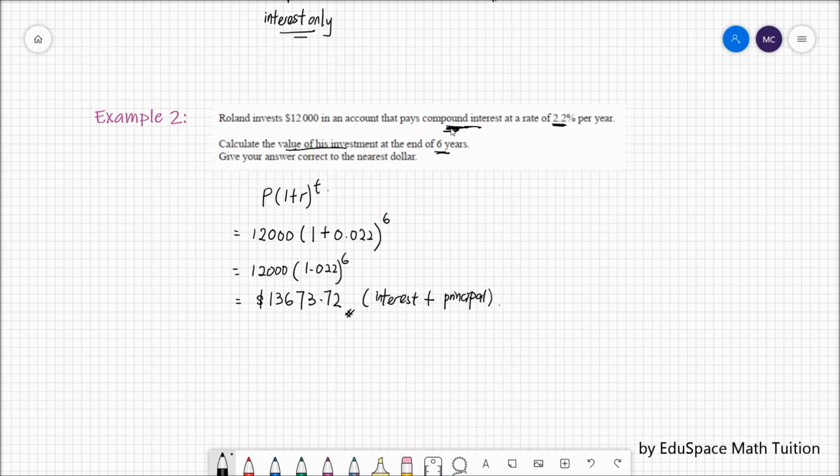But at the end, the question asks us to give our answer correct to the nearest dollar. So we need to do one more step, which is to convert this into a whole number. So my final amount should be 13,674, because I round the 7 up. Therefore, this will be my final answer.